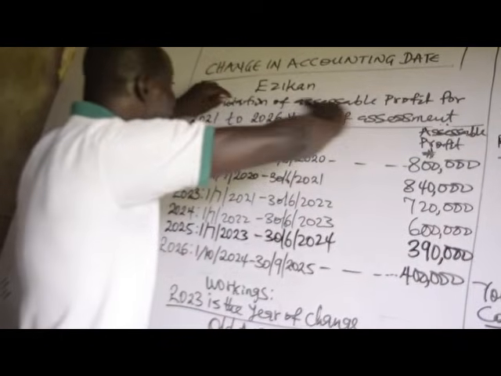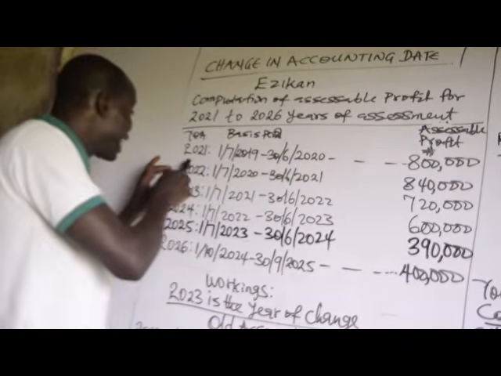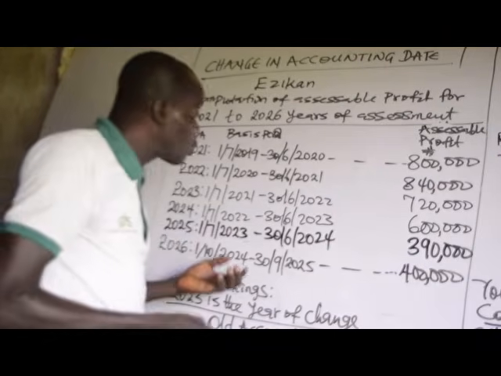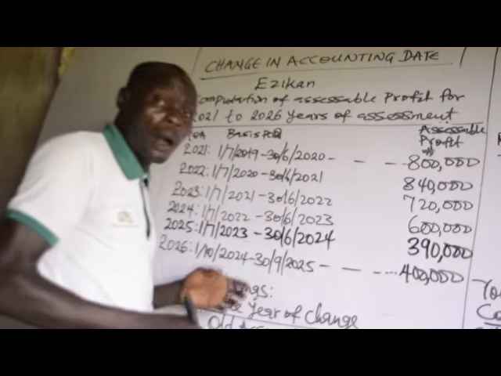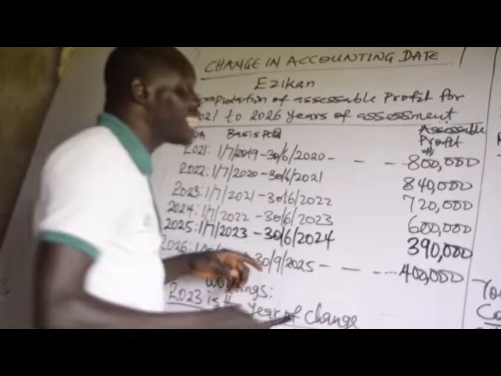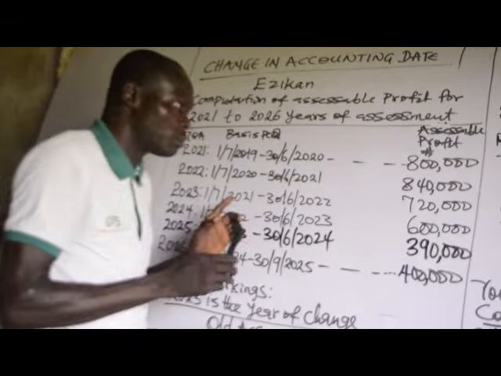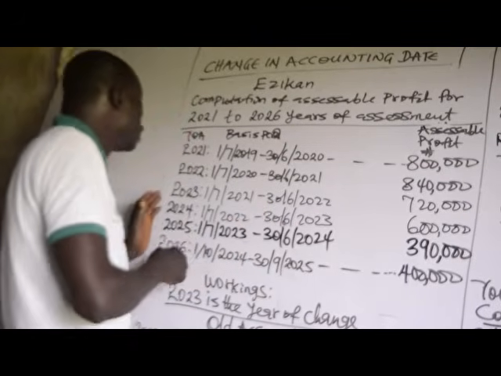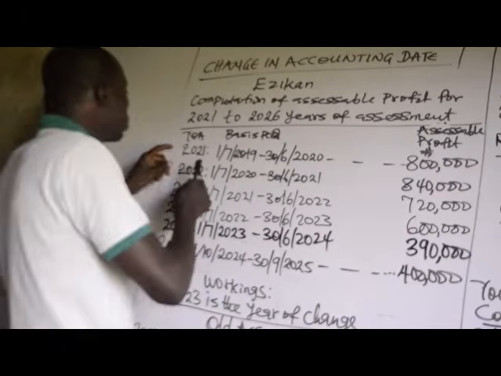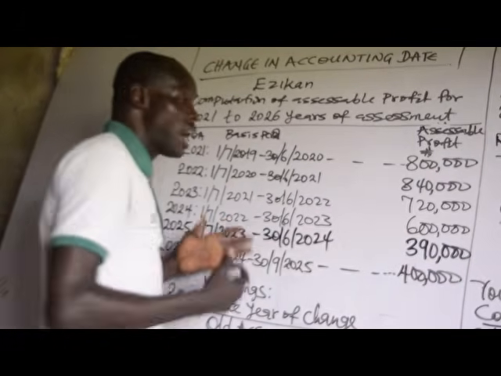This is the requirement. Students might just compute the change in accounting date alone and neglect other years. The requirement is to compute the assessable profit for all relevant years of assessment. The relevant years of assessment are not the years attributable to changes in accounting date alone. That is why you must compute for every other year, where the examiner asks you to compute the assessable profit for all relevant years of assessment.